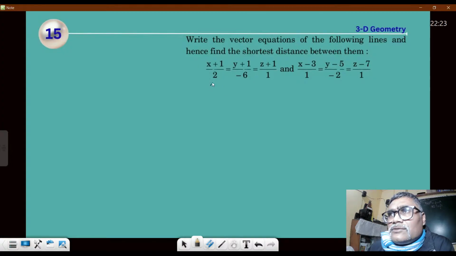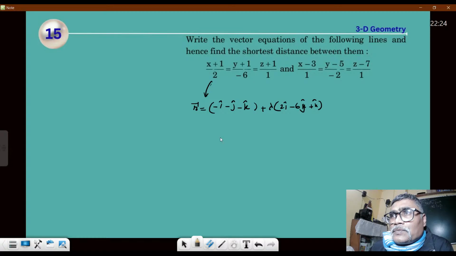So vector equation for this line will be what? R equals, and then here you should write the point. Again, I am saying, here you should write the parallel vectors, that means the direction ratios, whatever vector they will form. So the point will be minus i cap, minus j cap, minus k cap. And then here it is 2 lambda minus 6, so lambda times 2 i cap minus 6 j cap, and then k cap. This is one.